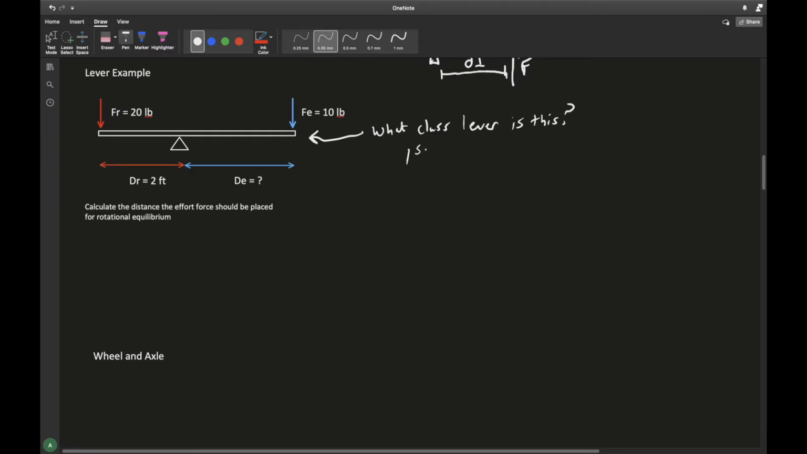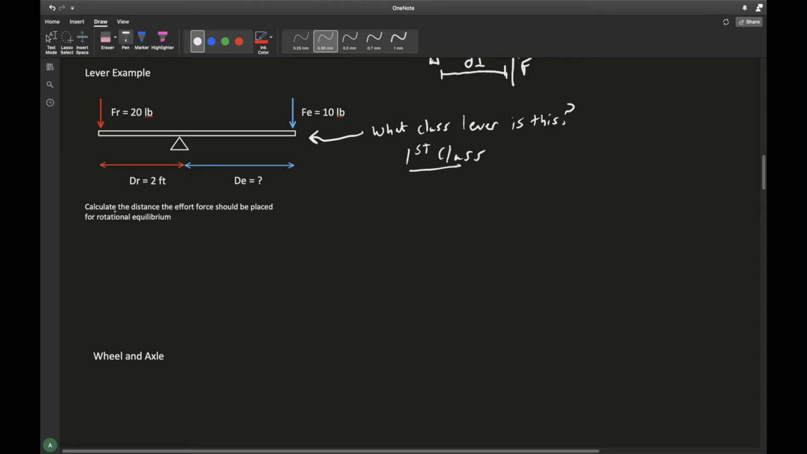So if you chose first class lever, you would be correct. This is a first class lever, tried and true, because the fulcrum is in the center and the effort force and the resistance force are on the outsides of the lever, acting in the same direction. And so this is the clear definition of a first class.